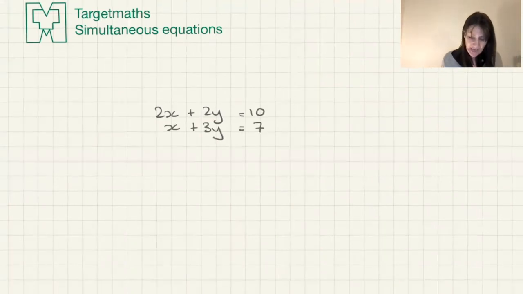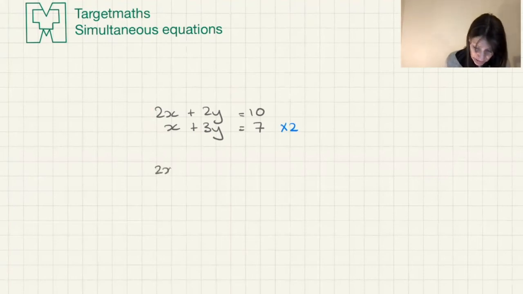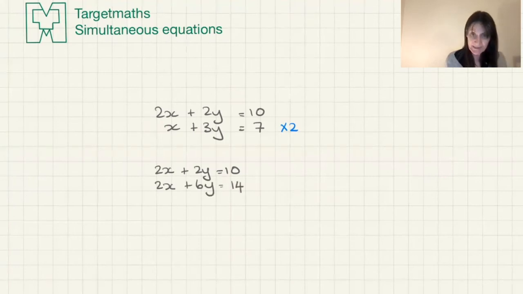So the first thing I have to do is get these to match. Now, actually, I only really need to multiply this one by 2. If I times that one by 2, I'm going to get that 2x, and I'm going to get that match. When I do my rewrite, I shall rewrite the top one, 2x plus 2y equals 10. And then I'm going to write 2x, 3y times 2 is 6y, 7 times 2 is 14.